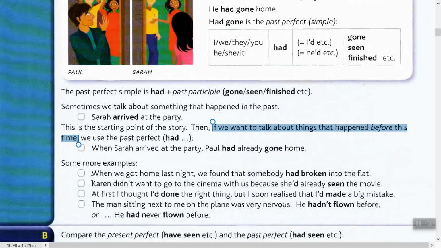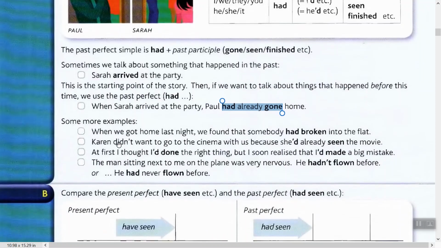If we want to talk about something that happened before Sarah's arrival, what is this situation? How can I talk about before Sarah's arrival? Here you can use past perfect. You see here, when Sarah arrived at the party, I want to say before that that Paul went home. So in this case I use past perfect. Paul had already gone home. We have here more examples.